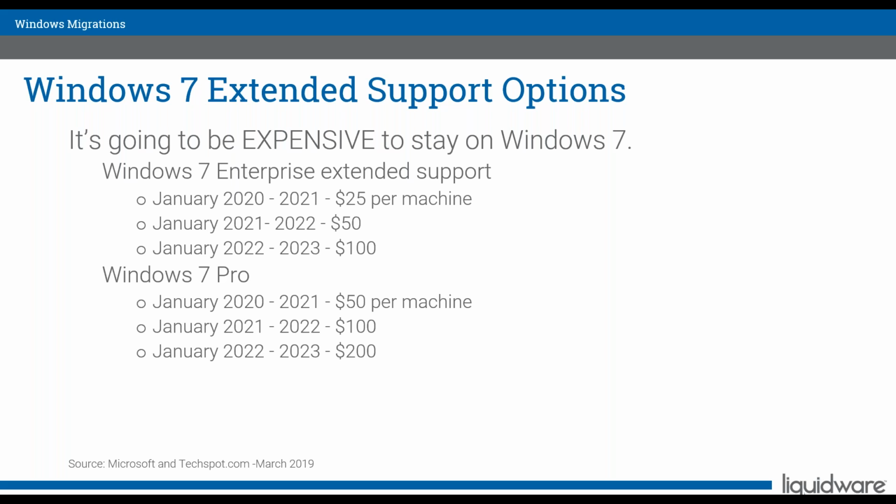If you look at the next tier up, it's $50 per machine a year from now. And then if you look at 2 years from now in 2022, you're looking at $100 per machine. And that's if you're just on Enterprise. If you're on Pro, which many of you may be, Windows 7 Pro, you're looking at double the cost of that. And so it's very expensive to stay on. And this source comes directly from Microsoft and from an industry publication known as TechSpot.